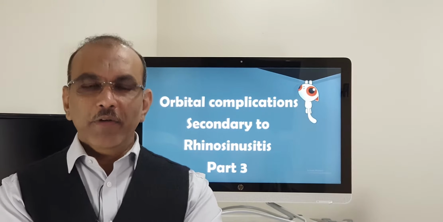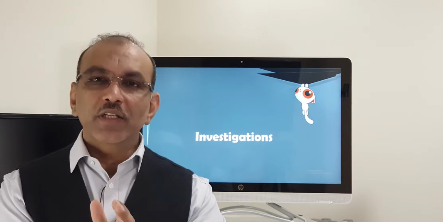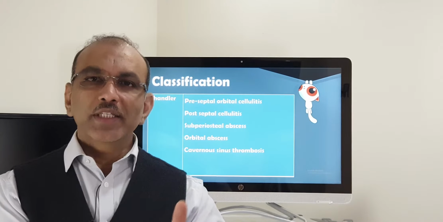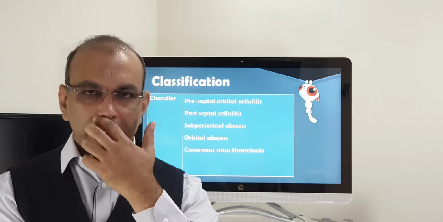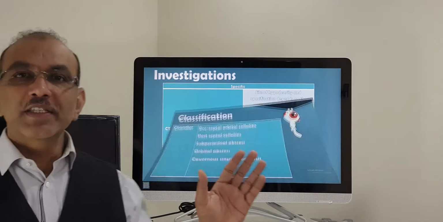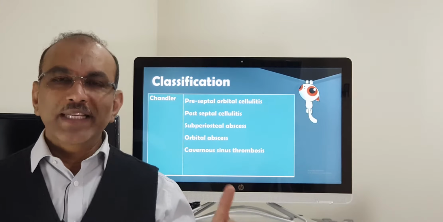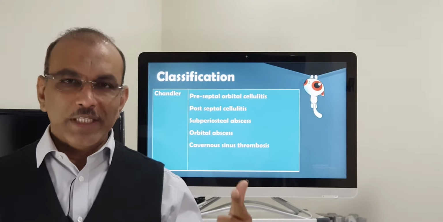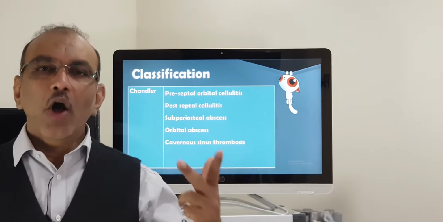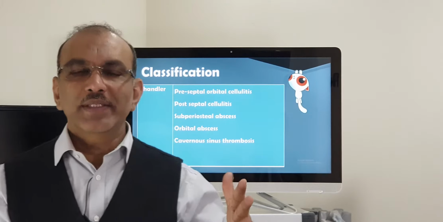Before starting the topic, it is very important to know the different stages of the disease once it has reached the orbit. I have already mentioned this in part 1 and part 2, but let me summarize. Once inside the orbit, it will be in 5 different stages: preseptal cellulitis, postseptal cellulitis, subperiosteal abscess, orbital abscess, and cavernous sinus thrombosis.